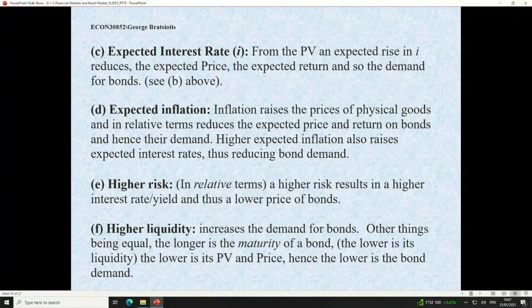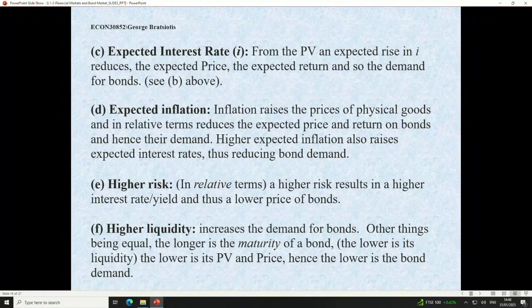High risk results in a high interest rate yield, and thus a lower price. We all understand this. High risk means a higher interest payment, which means you will need a high yield. If you don't get that, then the demand for bonds for the same yield will go down.